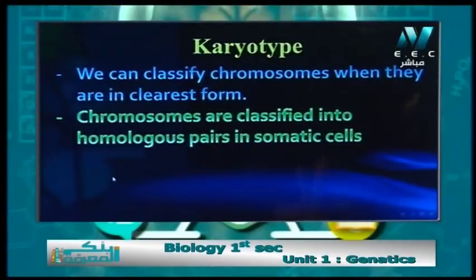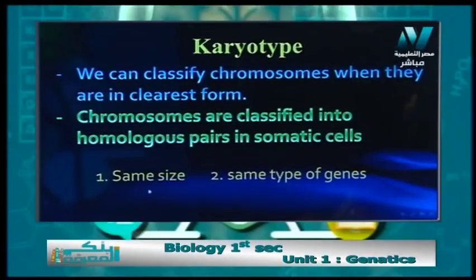Karyotype. We can classify chromosomes when they are in a cleaned form. Chromosomes are classified into homologous pairs in somatic cells. We studied somatic cells. Somatic cells mean body cells. What about homologous pairs? Homologous pairs here are chromosomes that carry the same type of genes and have the same size.